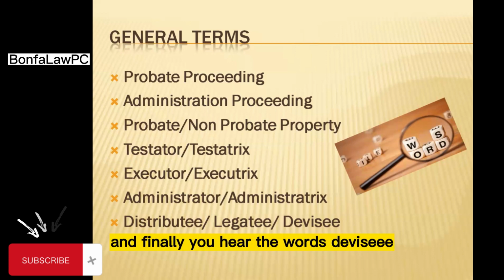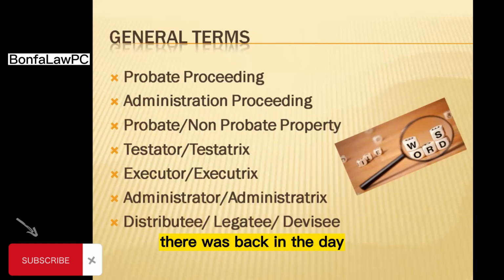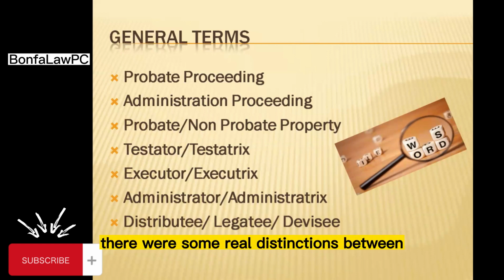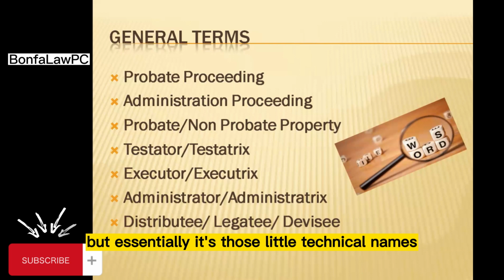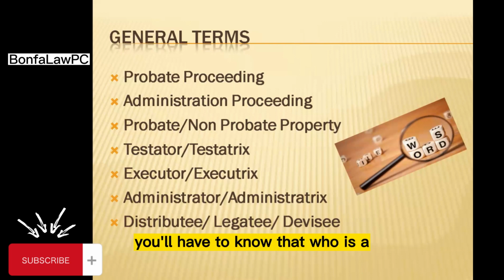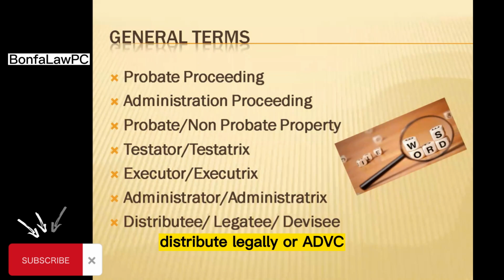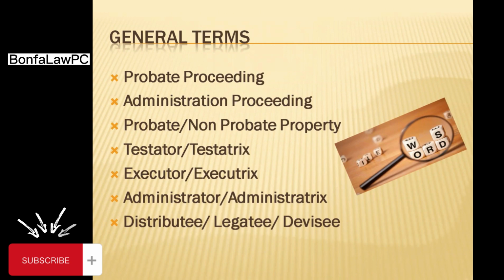And finally, you hear the words devisee. That is someone who receives real estate. So back in the day, there were some real distinctions between these classes. It's gone away a little bit now, but essentially those are the technical names with regard to that. You'll have to know who is a distributee, legalese, or a devisee when you do your probate filings.